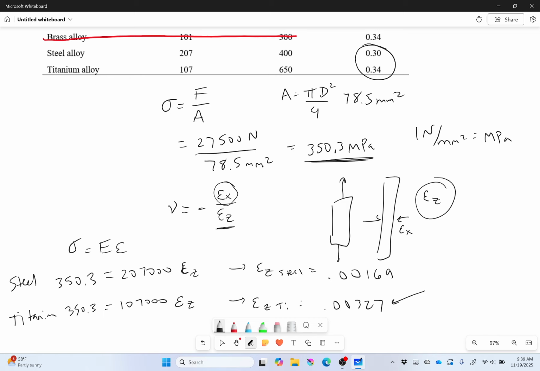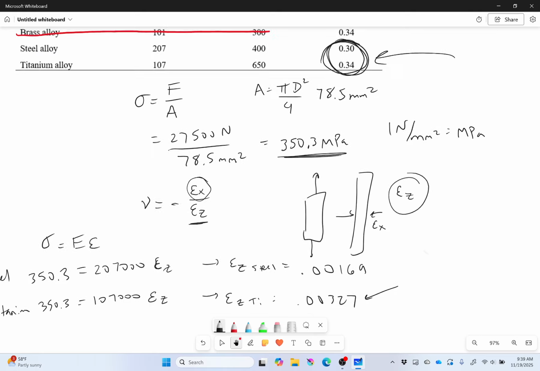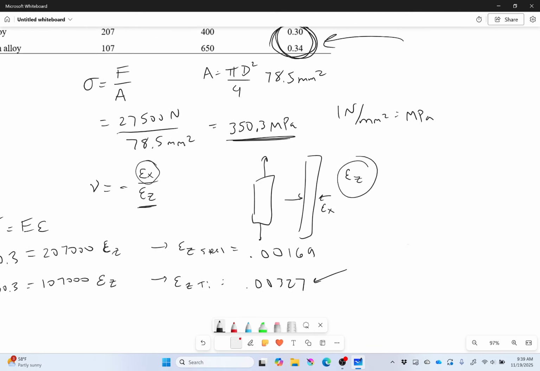more. And since it strained significantly more and their Poisson's ratios up here are fairly similar, titanium is the one that's the most likely to fail. Now, I need to check both of them because it could be that both of them fail. But titanium, I'm sorry, I'm saying doesn't look too good for you. Okay.